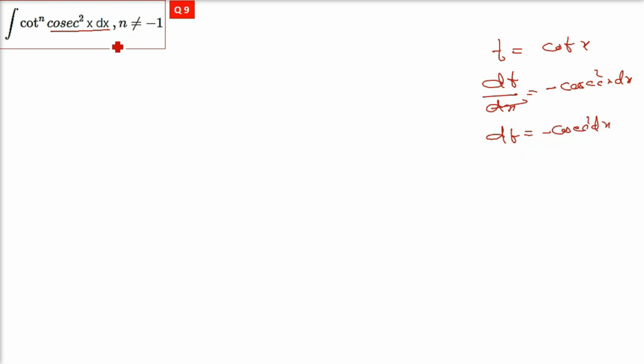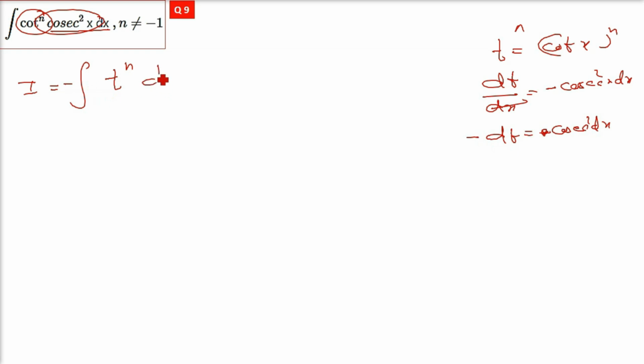Don't worry about n not equal to negative 1, because it is already said that n is not equal to minus 1. We will assume it to be n only. We don't worry about that. So t raised n it is. Cosec square x dx has been replaced by negative dt here.